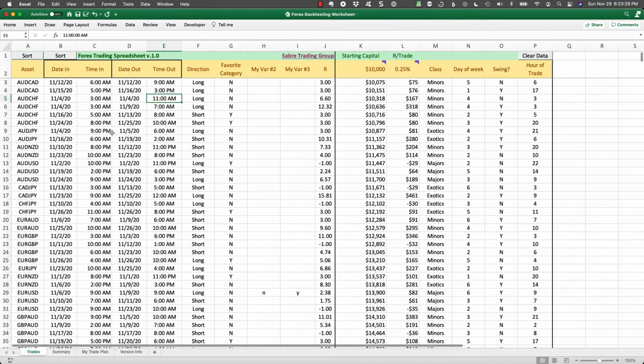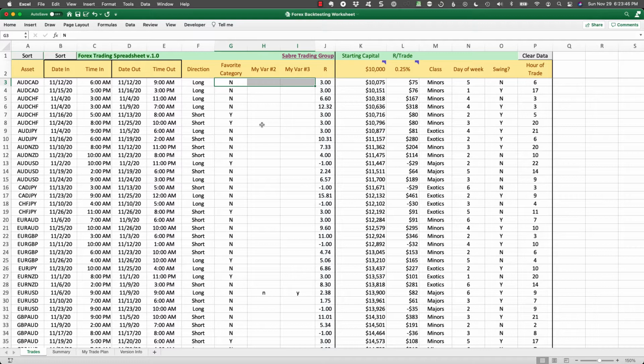All right, so in the sheet, line by line, you'll put in the asset that you're trading, in this case the Aussie CAD, the date and time that the trade entered, the date and time that the trade exited, whether it was long or short. And what I did is I put 3 user-defined categories. This is an enhancement over the futures spreadsheet that I did, but I will be adding that in an upcoming release to basically let you test your own variables on your particular trading plan.